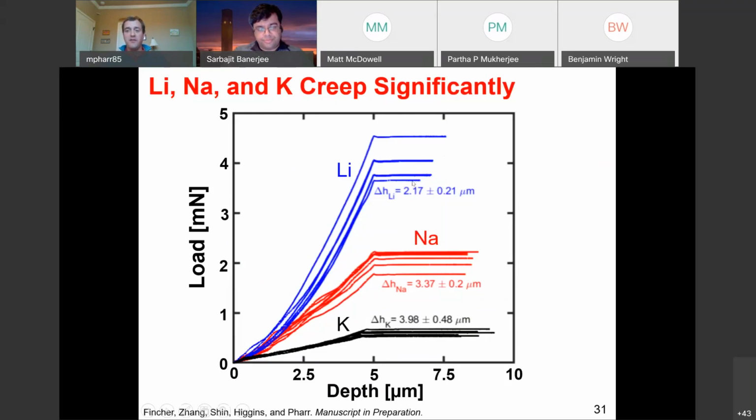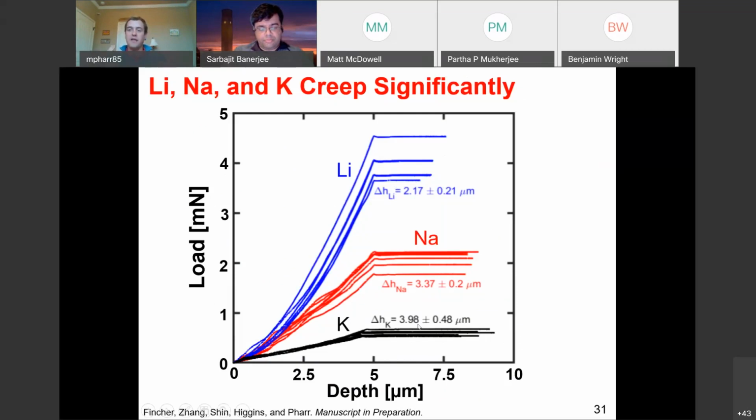The melting point of lithium is 180 Celsius, so you're at 2/3 of the melting point in absolute temperature. So we should expect some time-dependent plasticity happening here. Likewise, sodium has an even lower melting point, and we get even more creep. Potassium's all the way down at about 60 Celsius melting point, so at room temperature, we get significant creep.